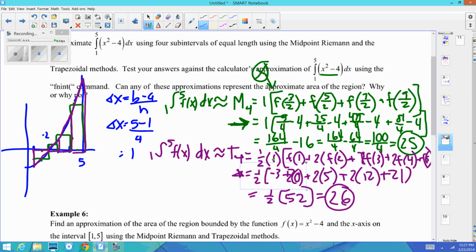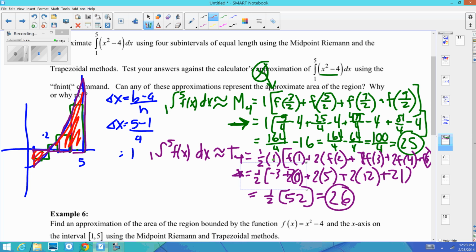So now, can any of these approximations represent the approximate area of the region? No, it cannot, because this part would be negative and this part would be positive. We can't use this integral to represent the area.